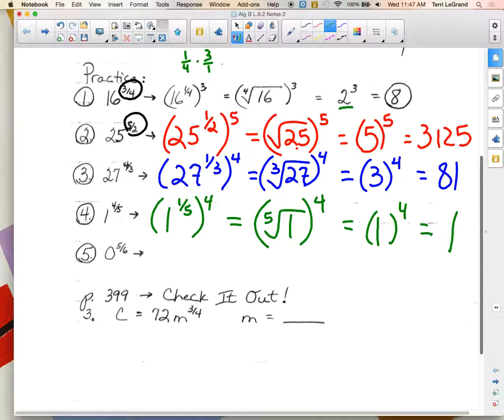1 to the negative 7 power is 1, because it's 1 over 1 to the 7, which is 1. 1 to the negative 6, 1 to the negative 5, okay, I'll skip over a few. 1 to the 0 power is 1, 1 to the 3rd power is 1, 1 to the 100th power is 1. That table would just have all those 1s in it.